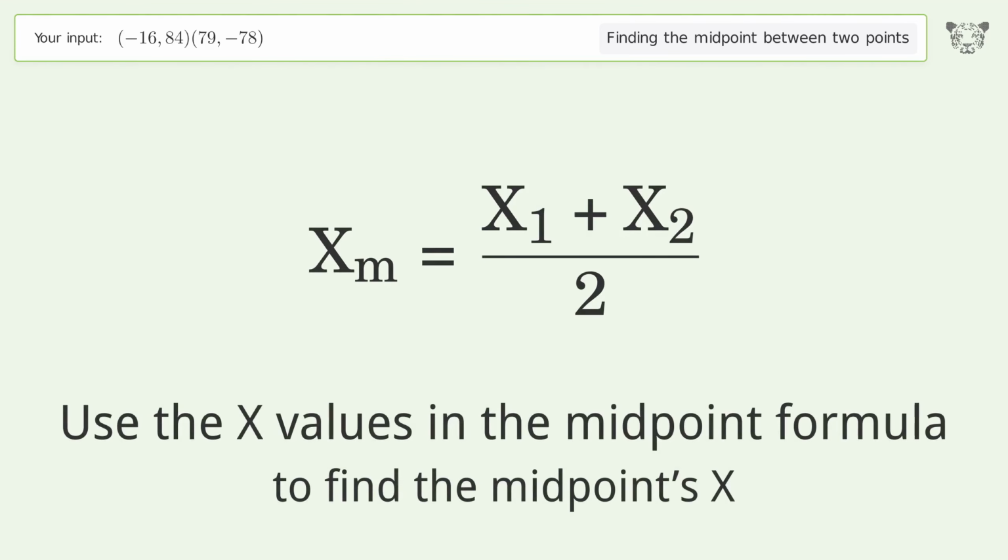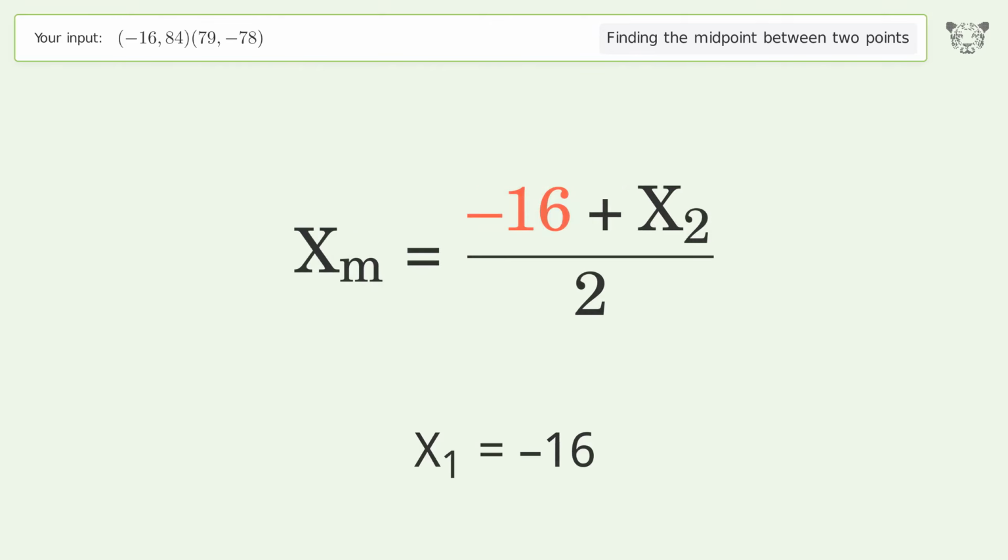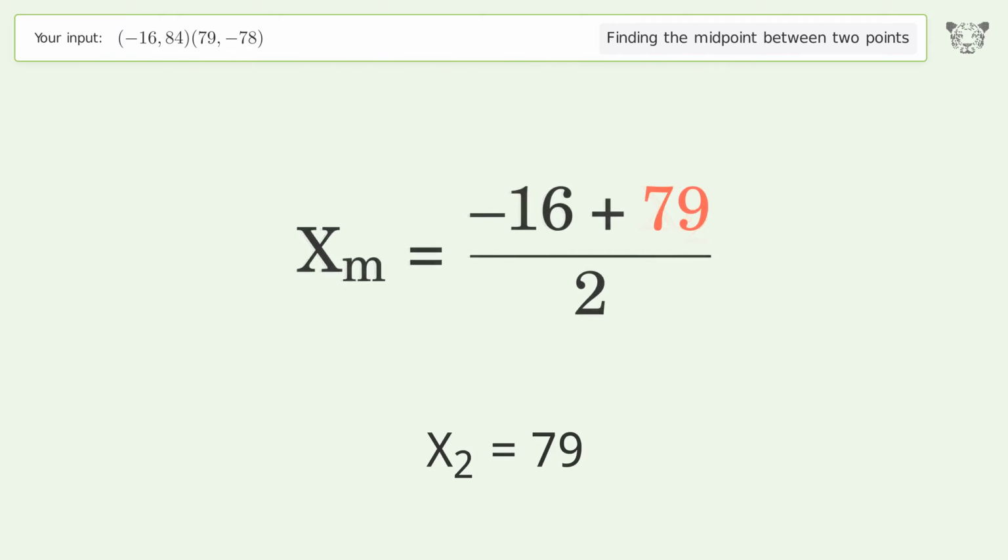Use the x values in the midpoint formula to find the midpoint's x. x1 equals -16. x2 equals 79. Simplify the arithmetic.